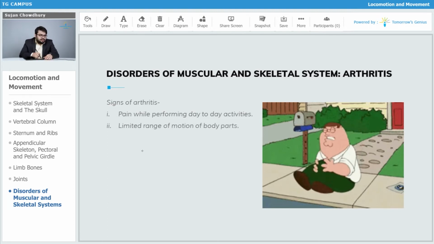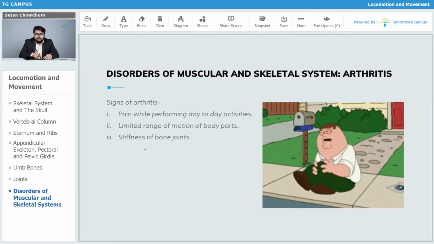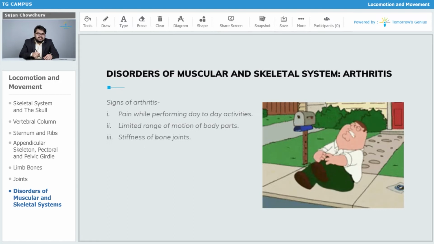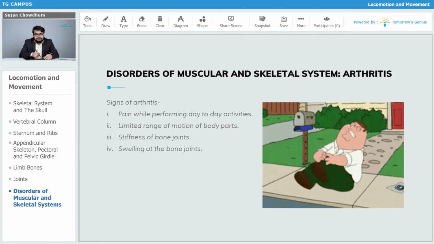Limited range of motion of body parts. People who are affected by arthritis cannot move the body parts efficiently as normal people would have done otherwise. Stiffness of bone joint. So stiffness of bone joint is a very common symptom of arthritis. Swelling of the bone joints.